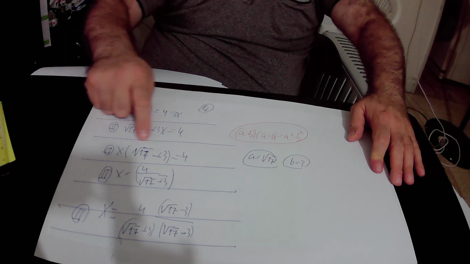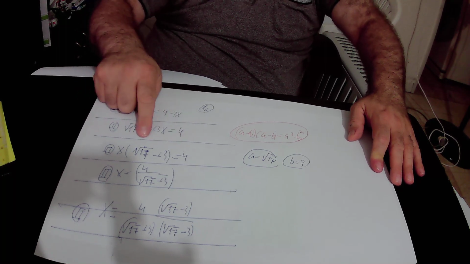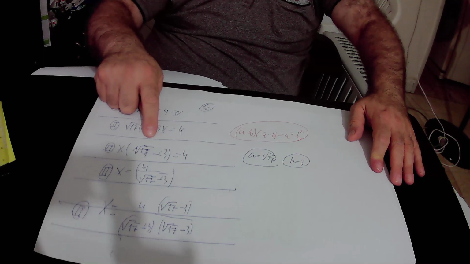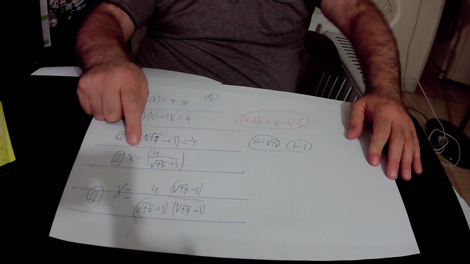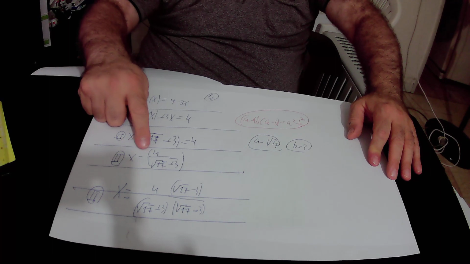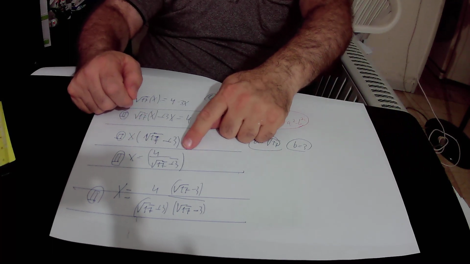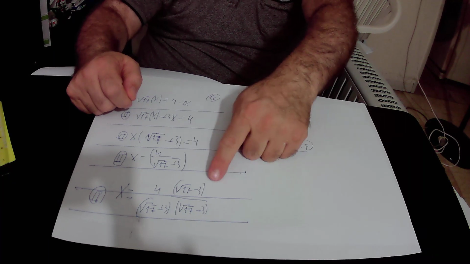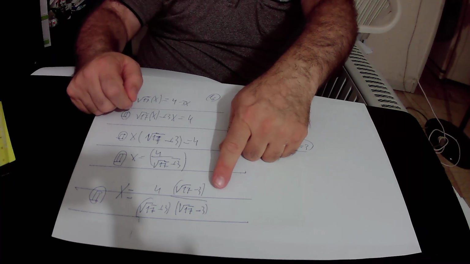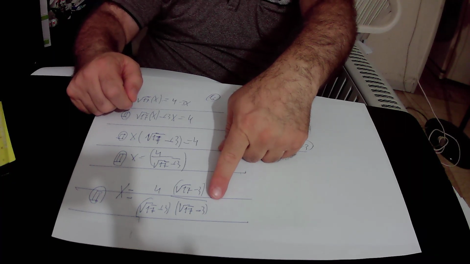times square root of 17 plus 3 equals 4. We divided this equation by square root of 17 plus 3, and we got that x equals 4 over square root of 17 plus 3. We multiplied this side of equation number 2 by square root of 17 minus 3, and then we divided it by square root of 17 minus 3.